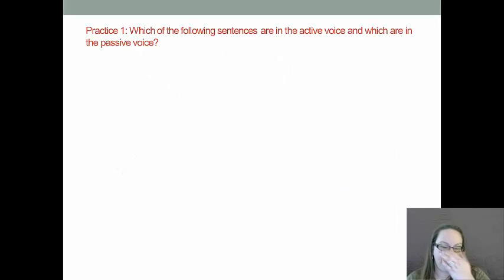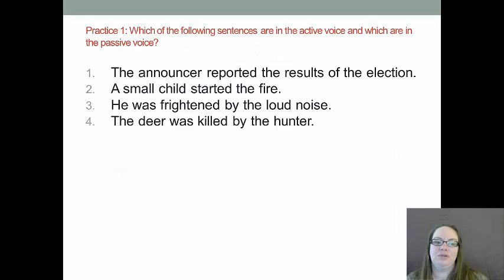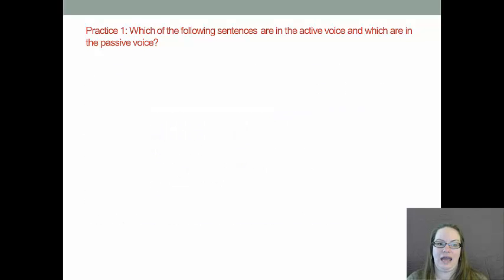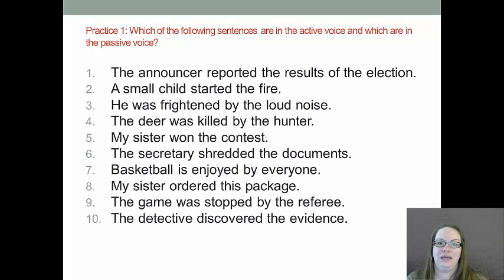Here we have many sentences where we're looking at whether they are passive or active voice. Go ahead and take a second to determine whether those are passive or active voice, and unpause the video when you're ready to go on. The answers are on the next slide.